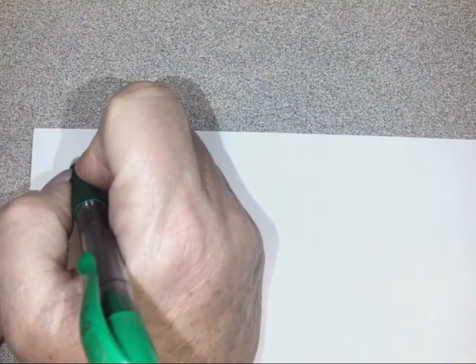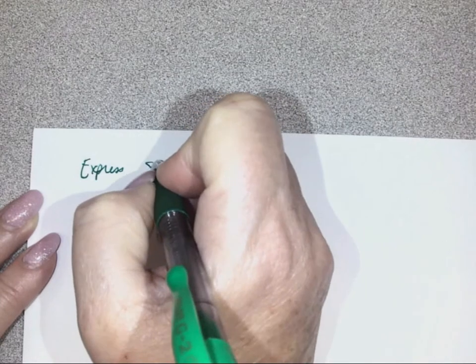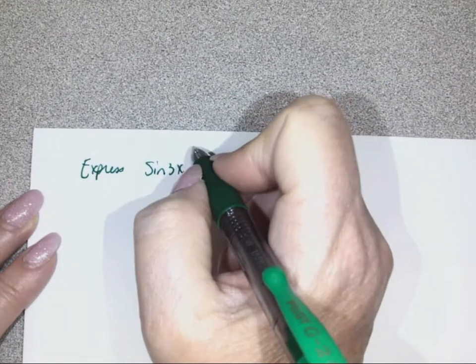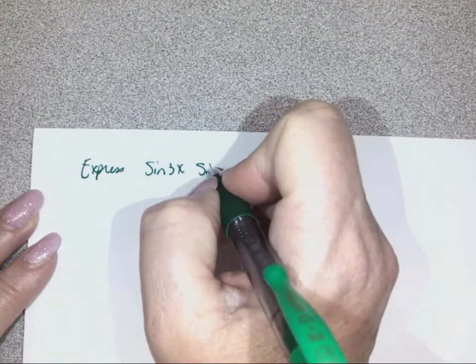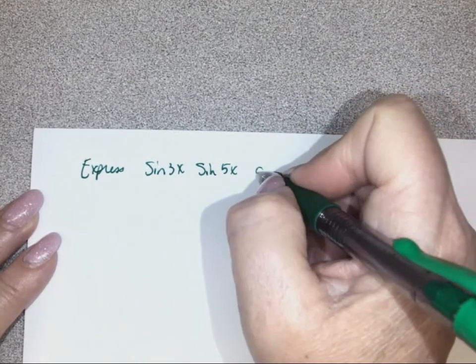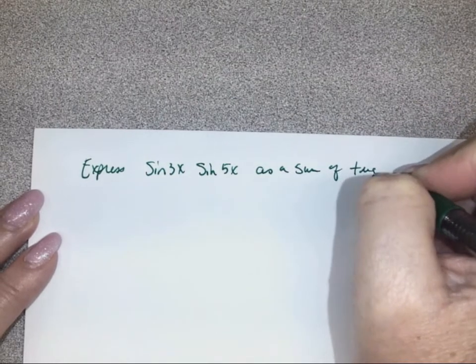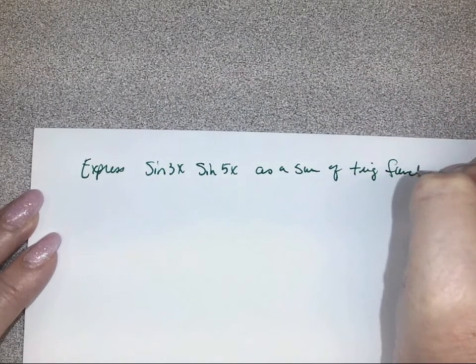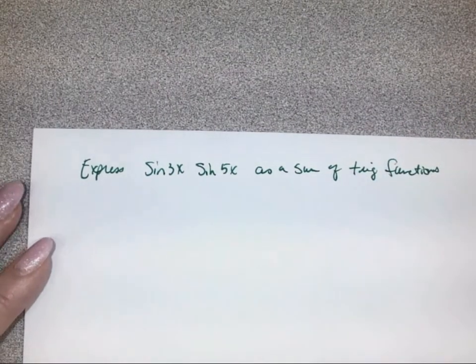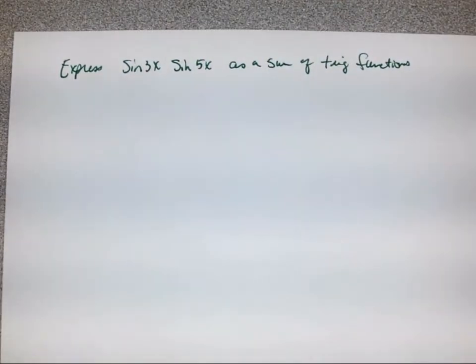All right, so we are going to express the sine of 3x times sine of 5x as a sum of trig functions. So this time we're not being told to express it just as sine or cosine. It may end up that way, but it'll be fine.